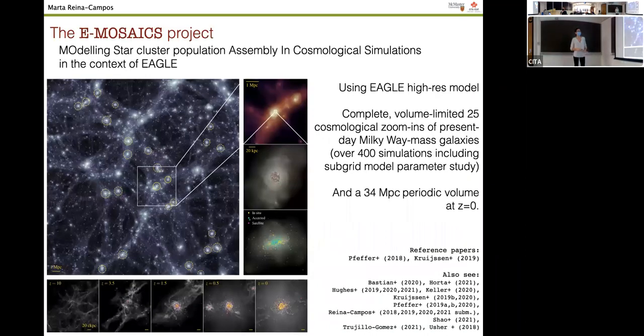So as I said, these are some results that I have obtained from the EMOSEX project. EMOSEX combines a subgrid description for stellar cluster formation and evolution within the Eagle galaxy formation model. And combining these two descriptions allows us to describe from the large scale structure down to one node within the cosmic web, one galaxy, and the stellar cluster population within this galaxy. Within this project, we first ran a complete volume limited sample of 25 cosmological zoom-in simulations, but we have also run a periodic volume that has 34 megaparsecs on the side. And that's what I'm going to be showing the results of today.